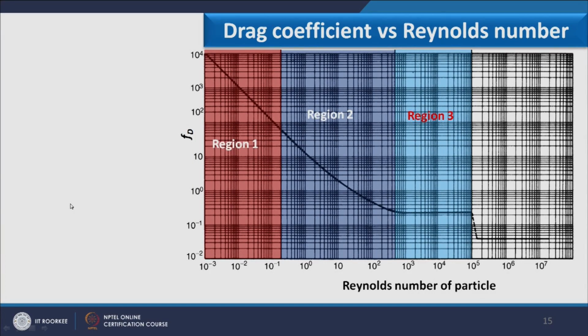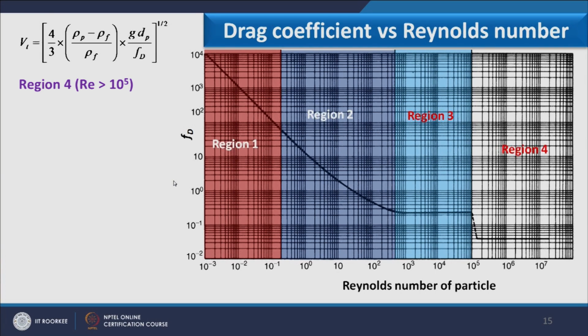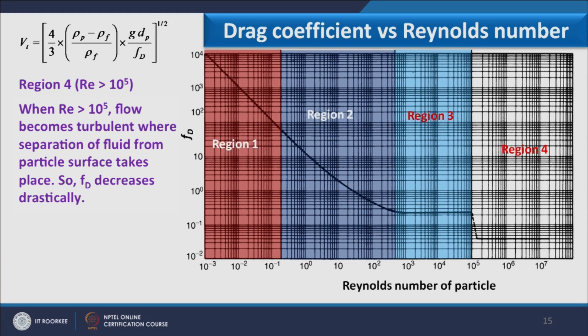Now, here what we have is the same generalized expression of Vt, that is terminal settling velocity, as a function of Fd. And now we are considering region 4 where the Reynolds number is greater than 10 to the power 5. Now, what happens if you consider this particular region? Here the drag coefficient decreases significantly and then it becomes constant. Now, why is it so?